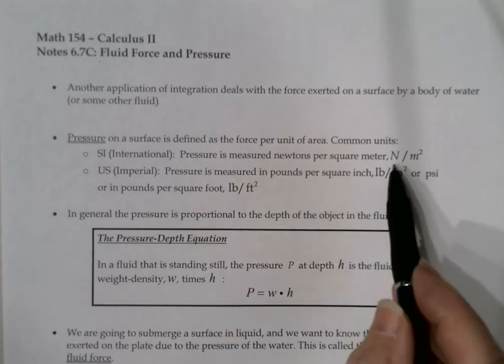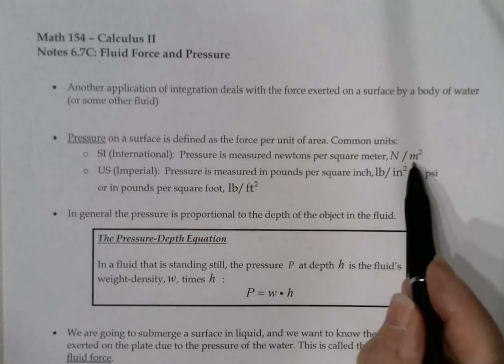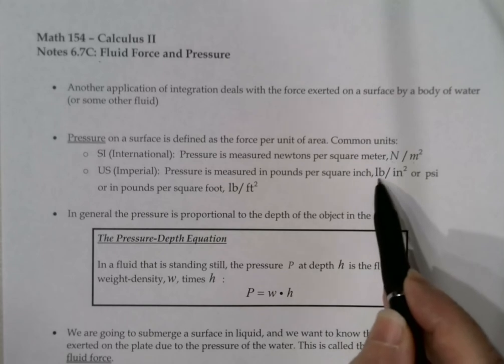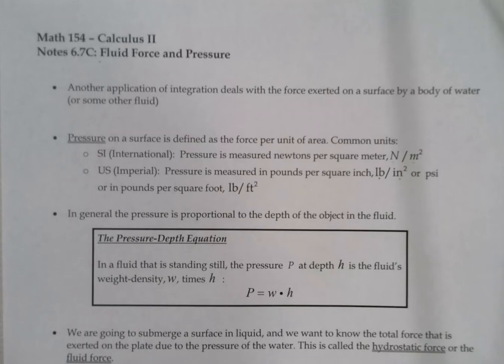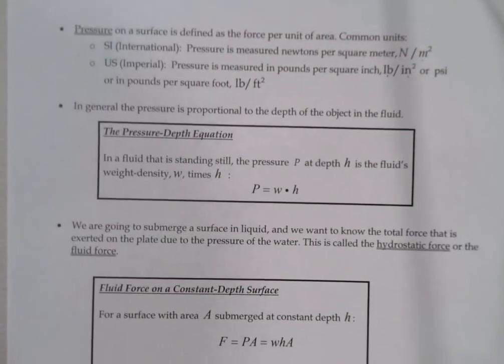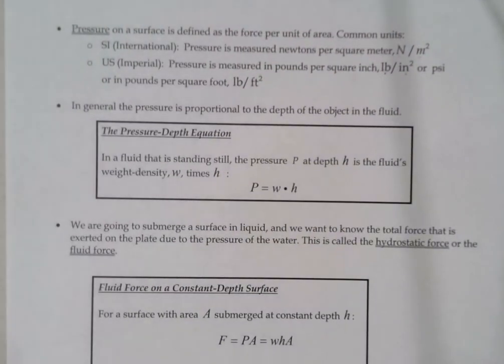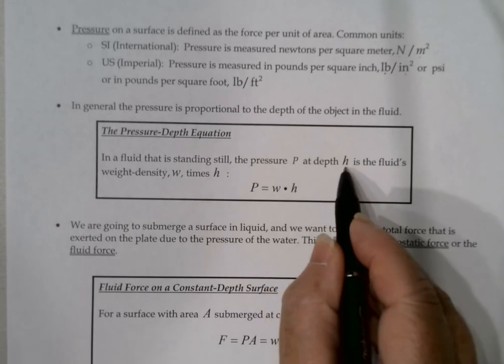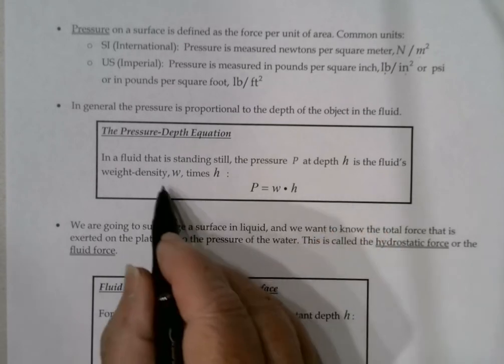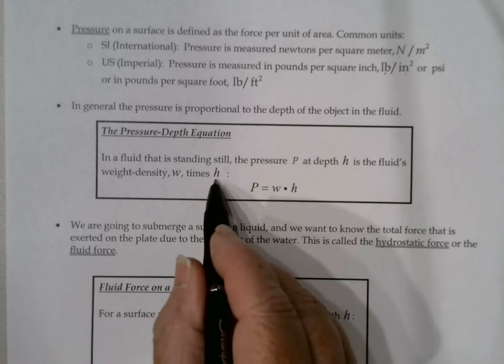So common units would be like how many newtons per square meter. That's force per area unit. Or in the American system, pounds per square inch, often abbreviated PSI, or pounds per square foot are common units. All right, first of all, we have a relationship between pressure and depth. In a fluid that's standing still, the pressure at depth h is the fluid's weight density w times the height h.